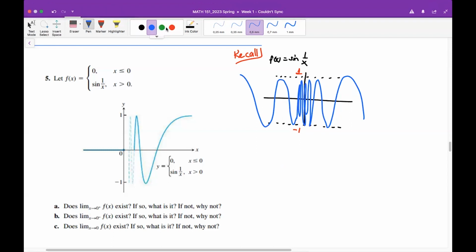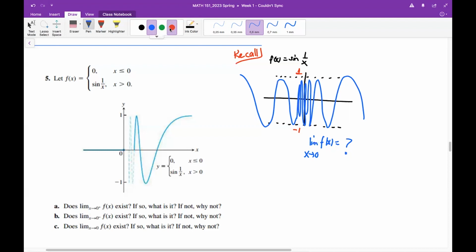Now I want to compute the limit of this function as x goes to 0. What do you think? There is a crazy behavior here, a wild oscillation, meaning that there are infinitely many oscillations around the origin. So, is there any unique number around the origin to which this graph approaches? What do you think?